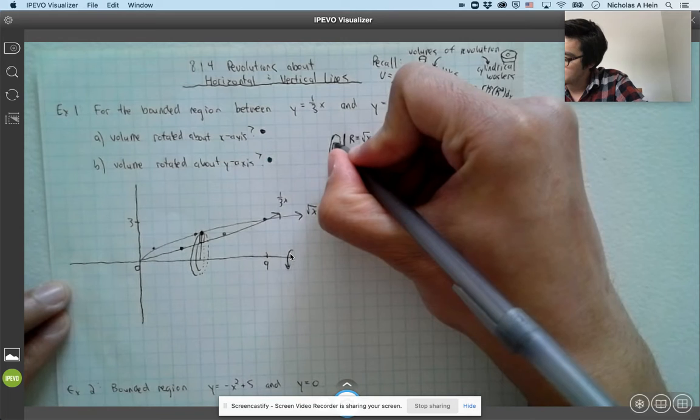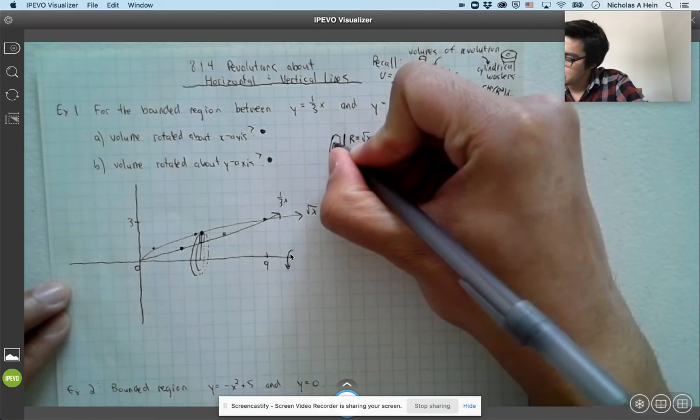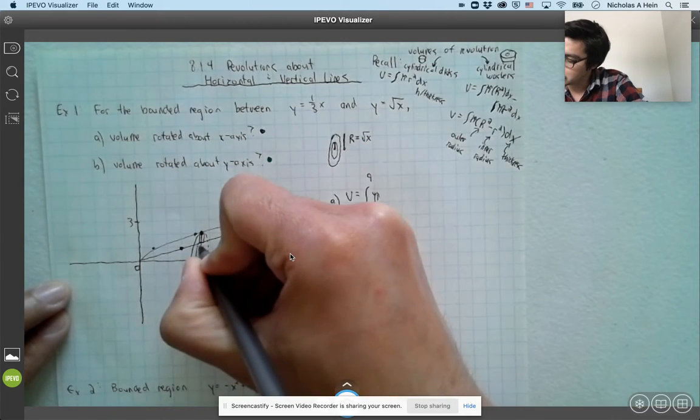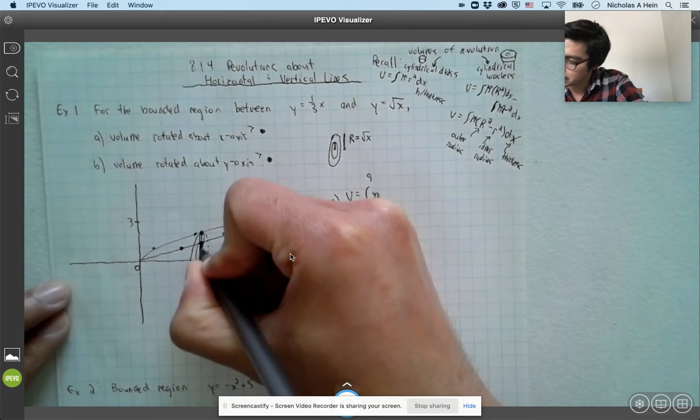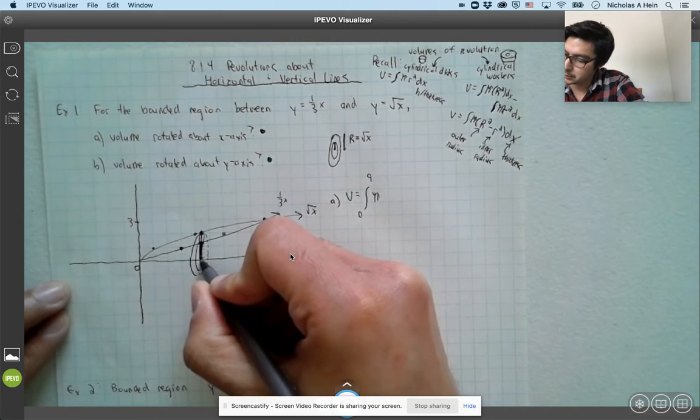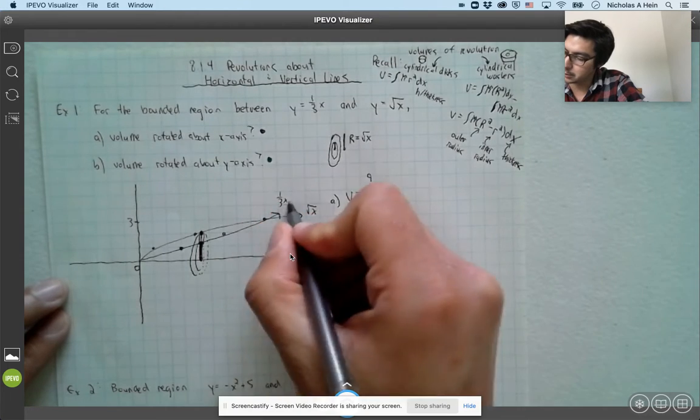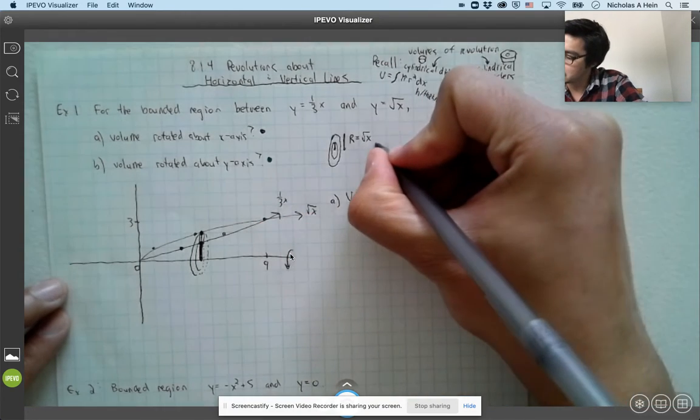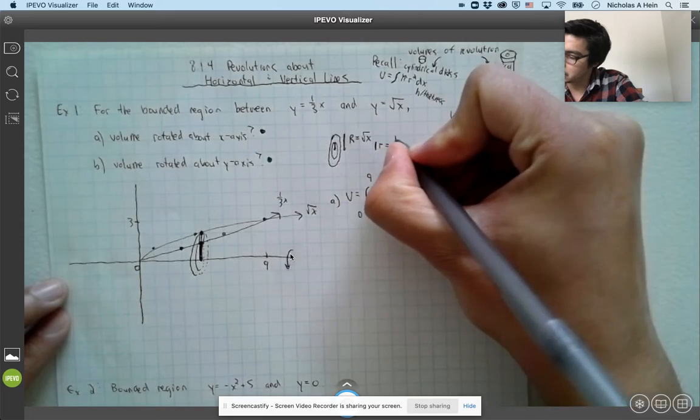Your inner radius is from your inside to the middle of that shape. So your inner radius is from here to here. I'm trying to make it bold so you can see it. Well, that's just your distance from 0 to your function 1/3 x. So your inner radius, your little r, is 1/3 x.